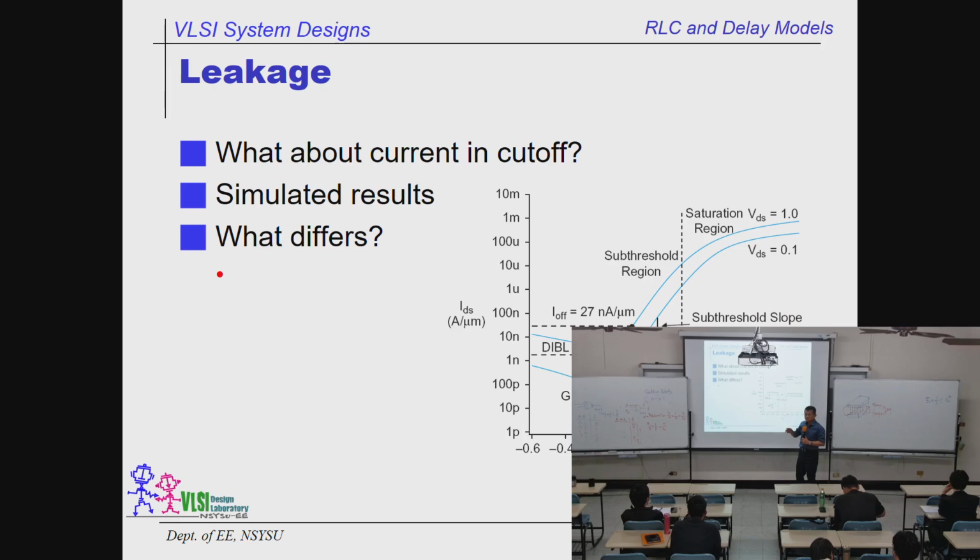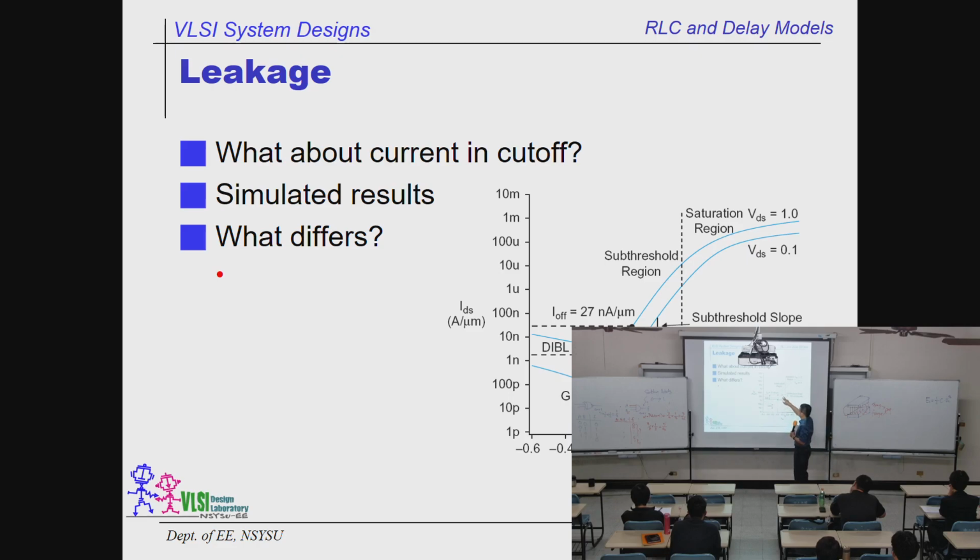And in most cases, when we do our circuit design, it's about a microamp, so it's 1,000 times less. So most of the time, we just ignore it. But that does not mean it does not exist. It does exist, but we just ignore it. So the current in cutoff does exist, but it's small.